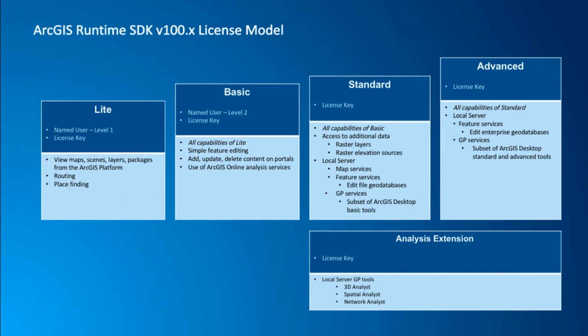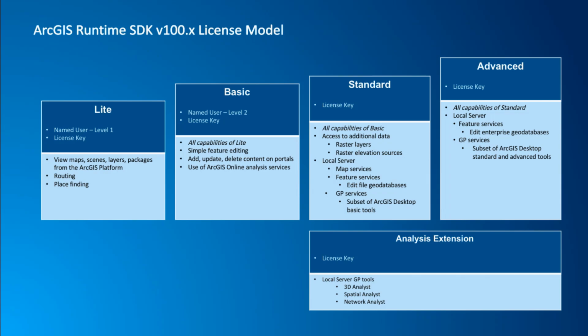All right. Let's just talk a little bit about licensing. With editing, licensing starts to come in at the basic license level. So the new licensing model for Runtime at version 100, we have 4 levels: Light, Basic, Standard, and Advanced. Light is all about read-only access to content in your map. Basic is where editing starts, with the exception of local server. Local server comes in at the standard level because you get access to feature services from map packages, but you'd also get access to a lot of advanced geoprocessing tools. They all come in at standard.